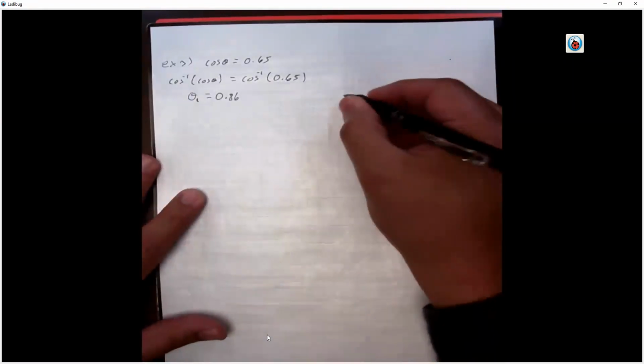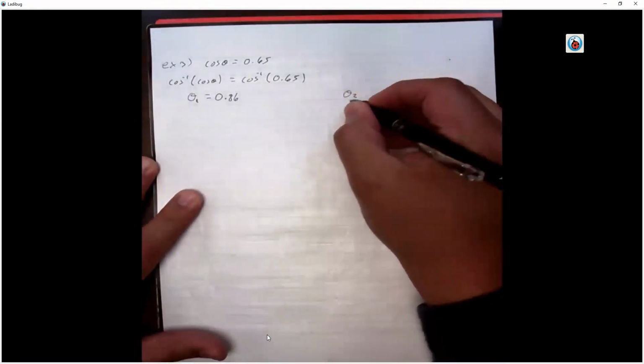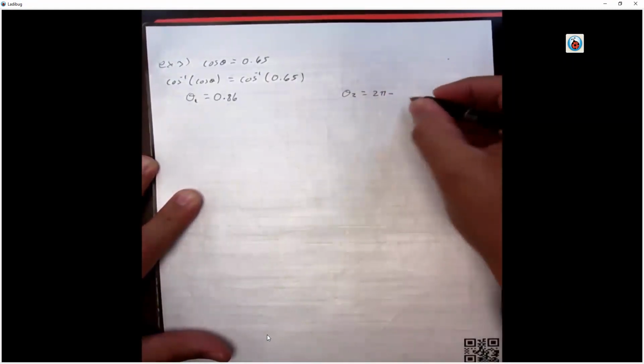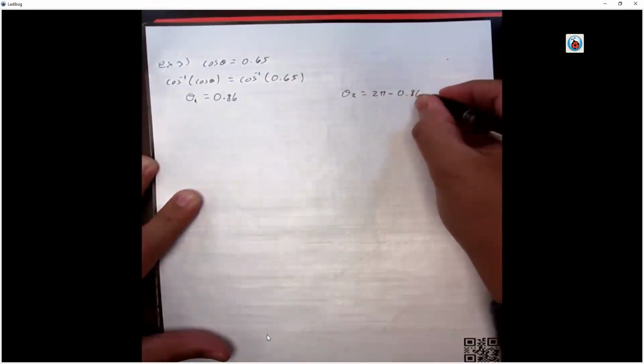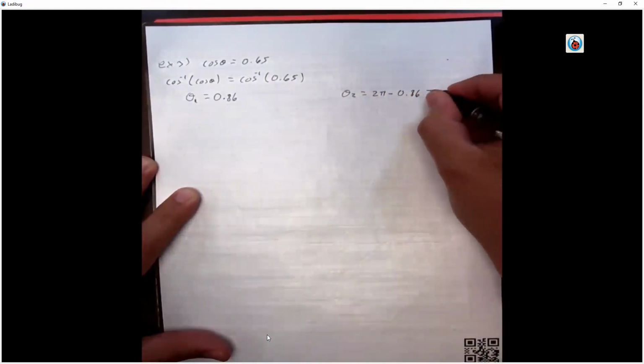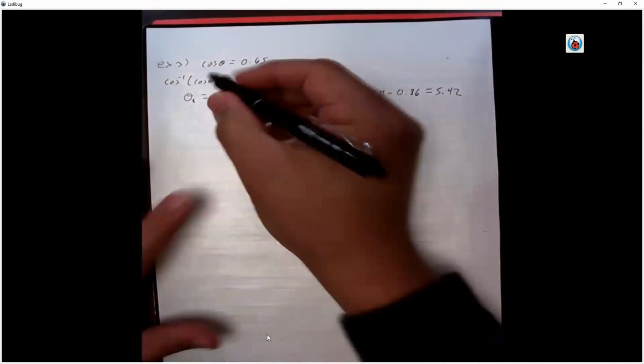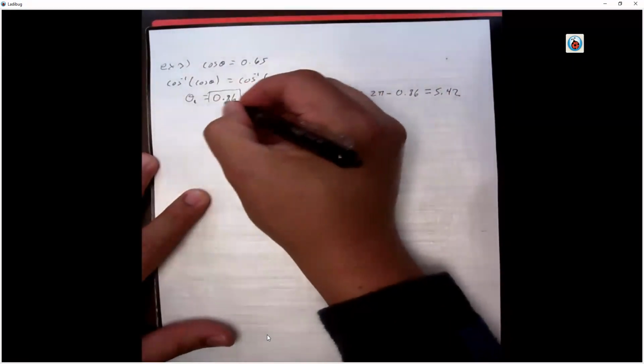To find the other one, you subtract from 360, or in this case, since it's in radians, from 2 pi. This will give me the other solution. 2 pi is about 6 point something. Rounded to 2 decimal places, that's 5.42. So that's how you do a cosine.